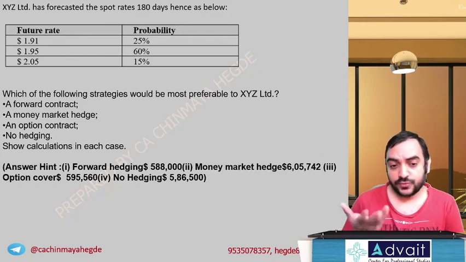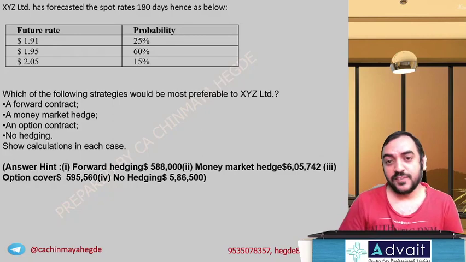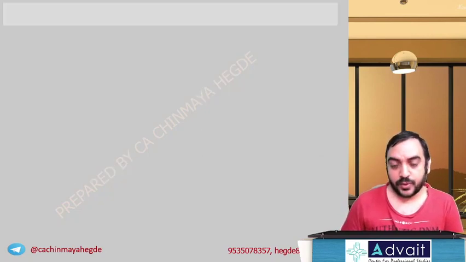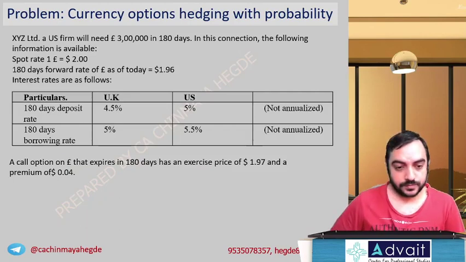Again, since 4 options were there, they were wondering what if you tick one option like a multiple choice question. SFM, no multiple choice questions. You have to give detailed workings. One interesting point in this case.